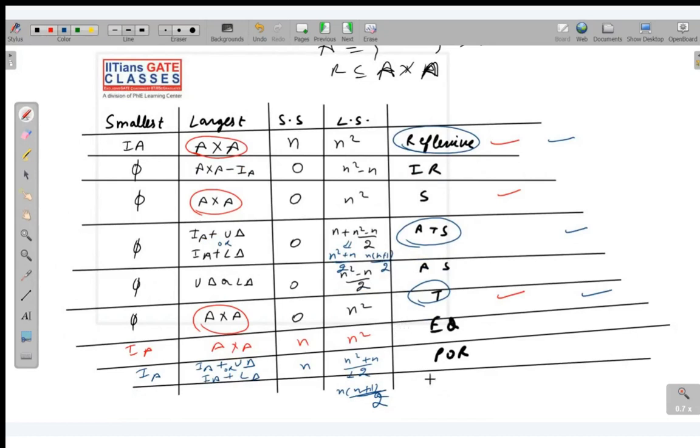But here, it was n plus n square minus n divided by 2 for the antisymmetric relation, and for the partial order relation we wrote only n square plus n by 2. I have just solved it. n plus n into n minus 1 by 2, you simply solve this and we will get n square plus n by 2, that is n into n plus 1 by 2 only. Same thing.